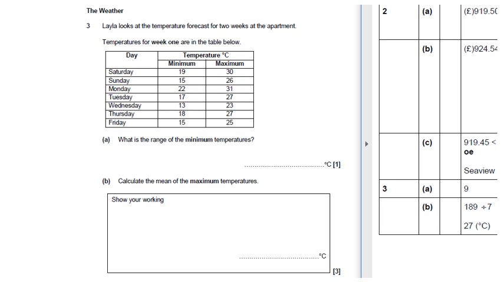Okay, weather. Leah's looking at the forecast temperatures for 2 weeks at the apartment. The temperatures for week 1 are here. Work out the range for the minimum. So we're just looking at the minimum here. The minimum, I see 13. I see 22. So the range is 22 take away 13, which is 9.